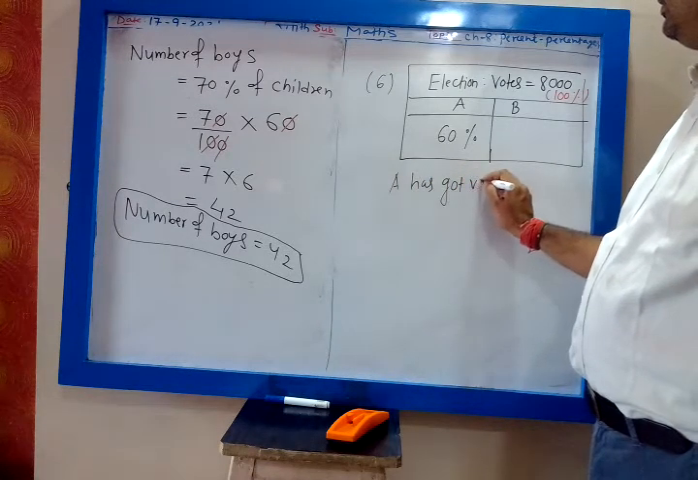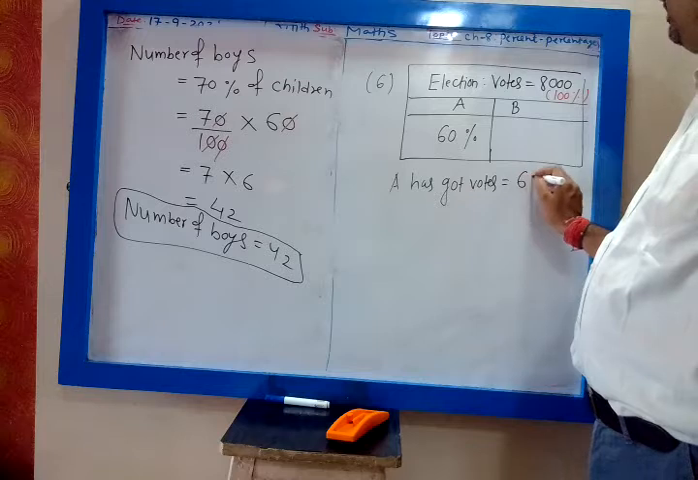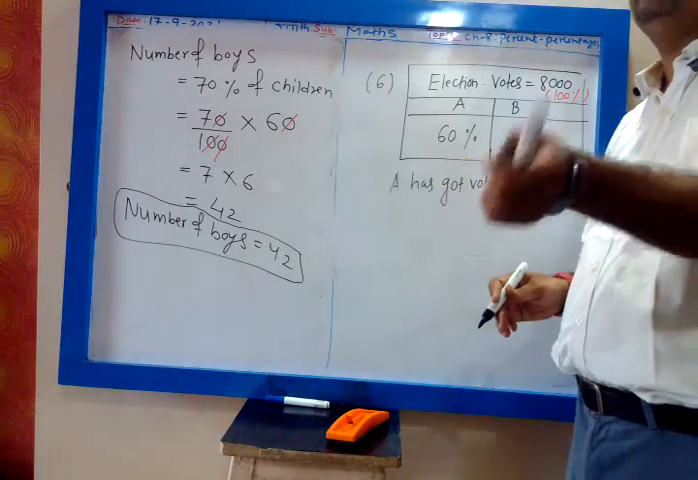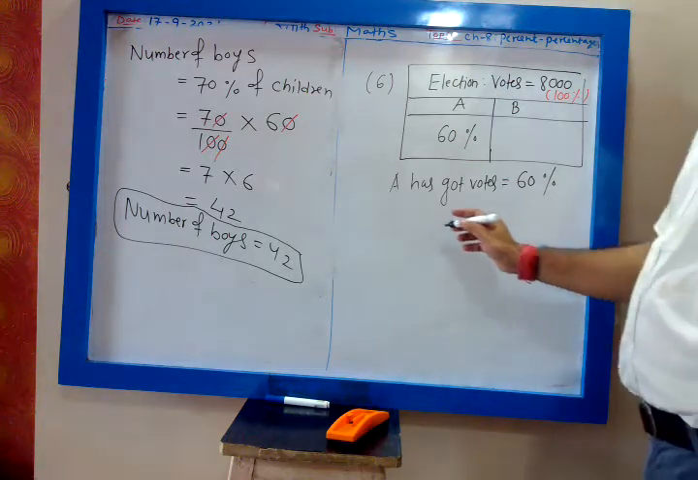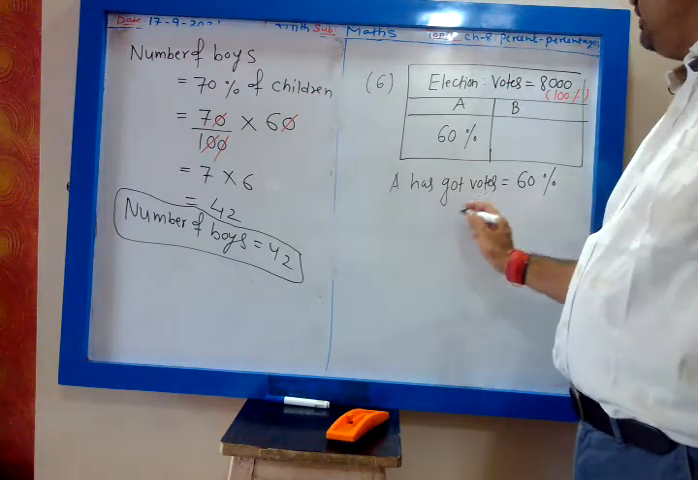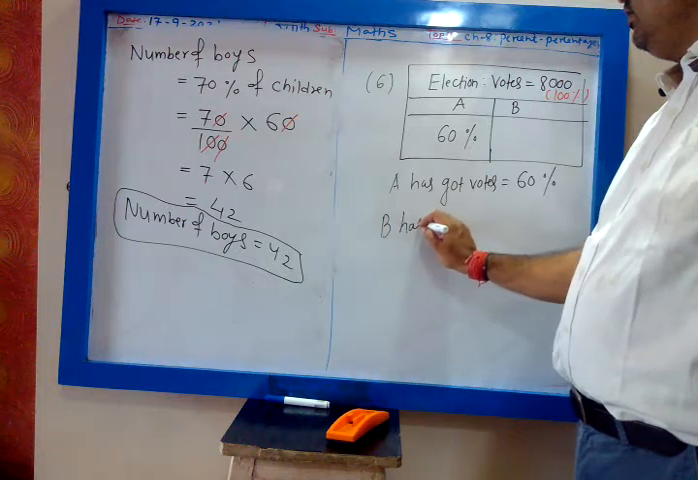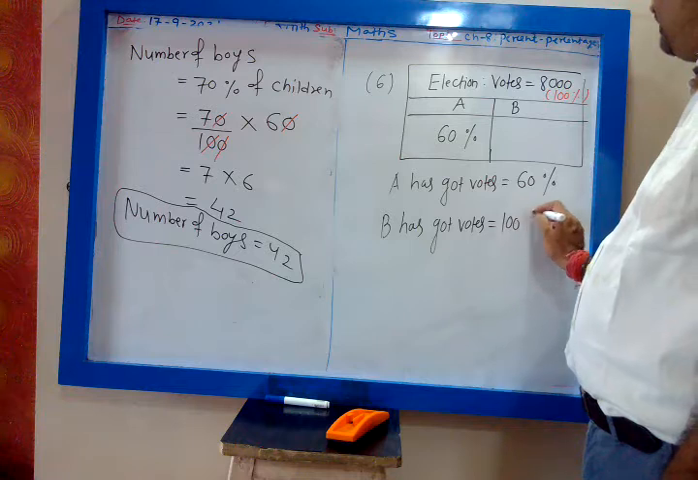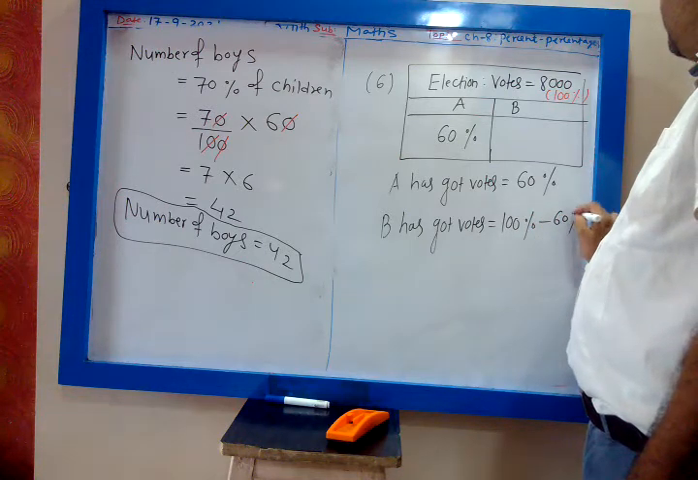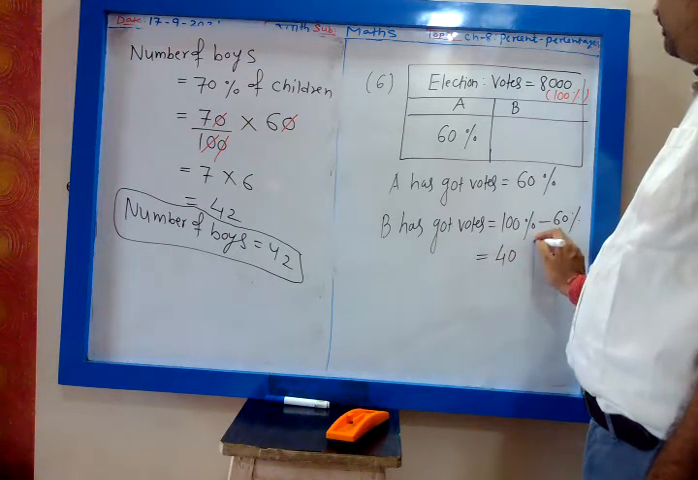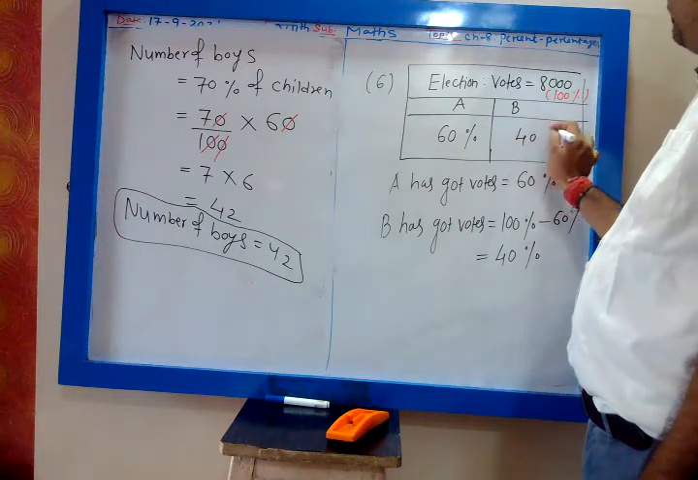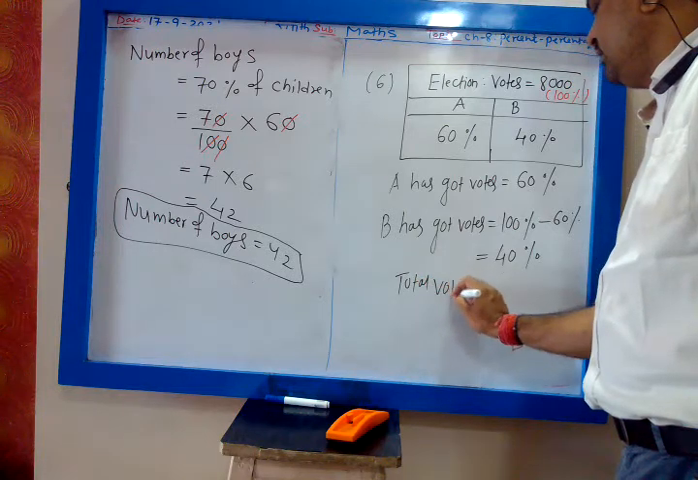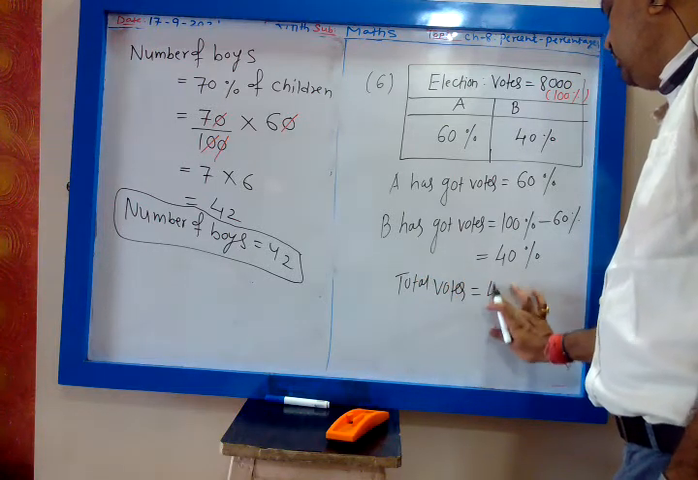Wait, no, my dear. Not 8,000. When we talk about percentage, it will be 100%. A has got 60% of the votes. Now B has got 100% minus 60%, that is 40%. B has got 40%. Total votes is 8,000.